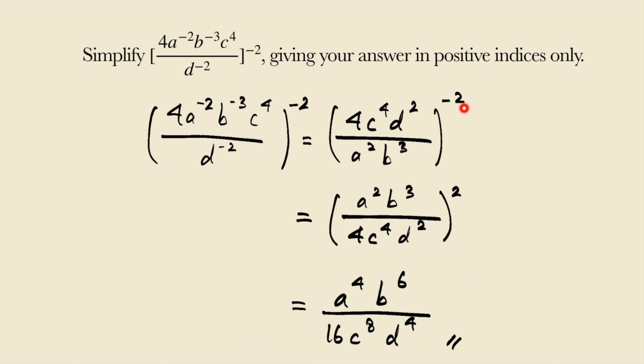Now I handle the power negative 2 out there. I'll flip this entire thing. So a squared b cubed goes up. This comes down. And now I've got a positive 2. This is when I square everything. So a squared, whole square, will be a power 4. This, you multiply the powers, it will be p6. This 4, you will square it, 16, c power 8, b power 4.